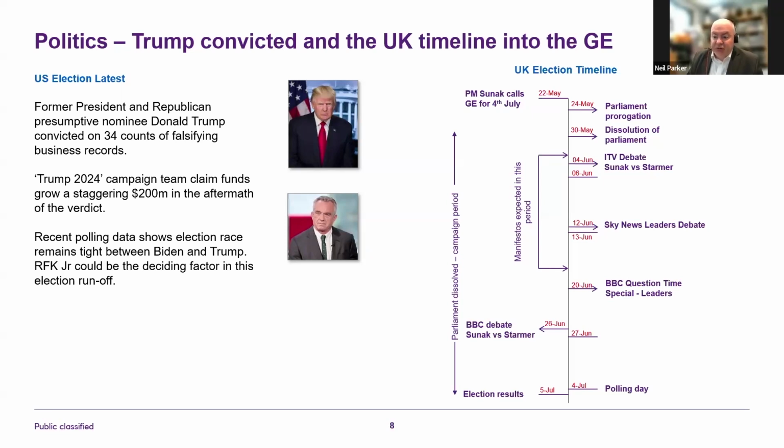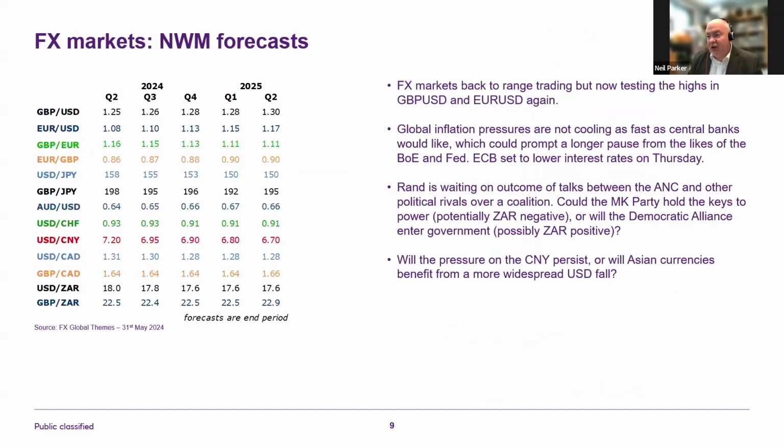In terms of what this means for FX markets, the next slide says that we haven't really changed our views on FX markets. We have seen some tests of the highs recently in sterling dollar and euro dollar. That was more driven by negative events in the US. And interestingly, a lot of people put that down to a weak manufacturing ISM number when it was released on Monday.